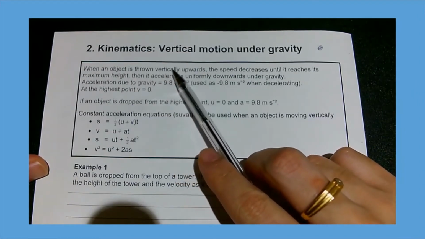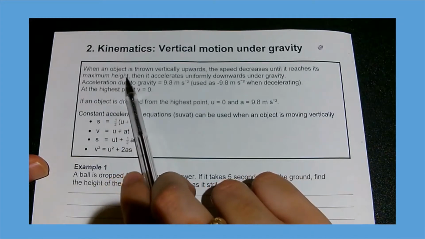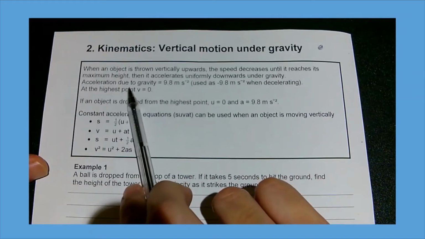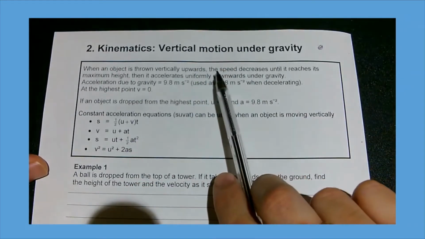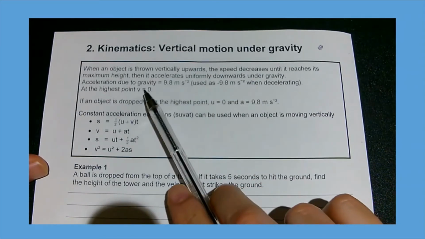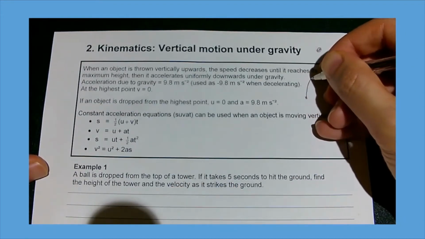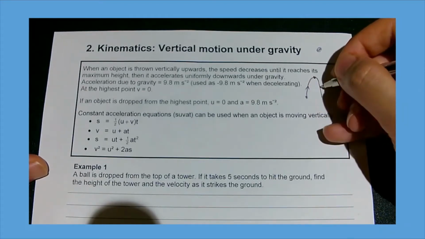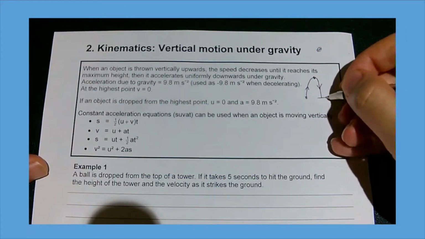When an object is thrown vertically upwards, the speed decreases until it reaches its maximum height. Then it accelerates uniformly downwards under gravity. The acceleration due to gravity is 9.8 meters per second squared, and it's used as minus 9.8 meters per second squared when decelerating. So if we have an object being thrown upwards, that's its motion. It's gone up, it's reached the maximum height, it's coming down, and it's hit the ground.